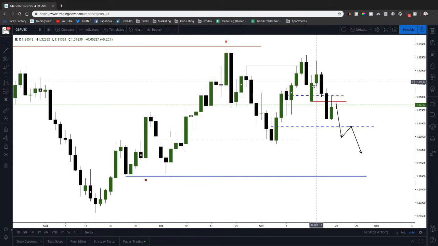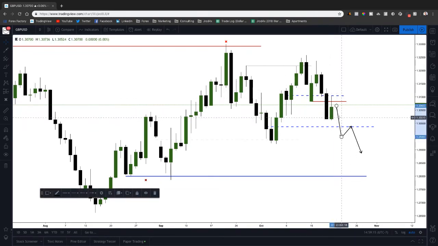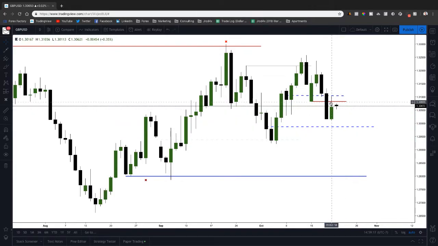I'm not going to put those levels on my charts yet because we're not really close to it. We're about 200 pips away, and I just like to keep the levels that we're trading closest to on my charts. And I'm actually going to delete this 50% level as well.